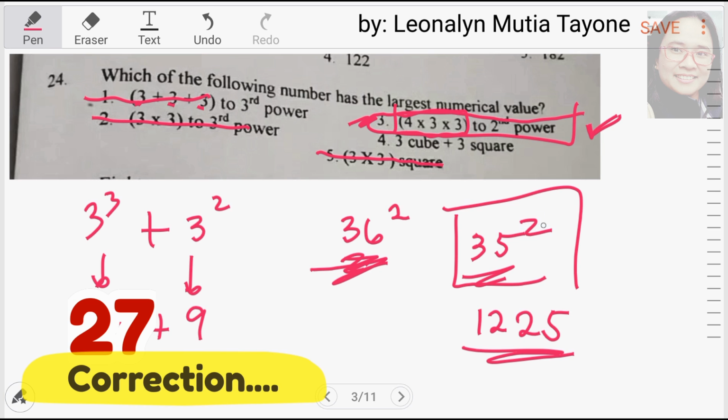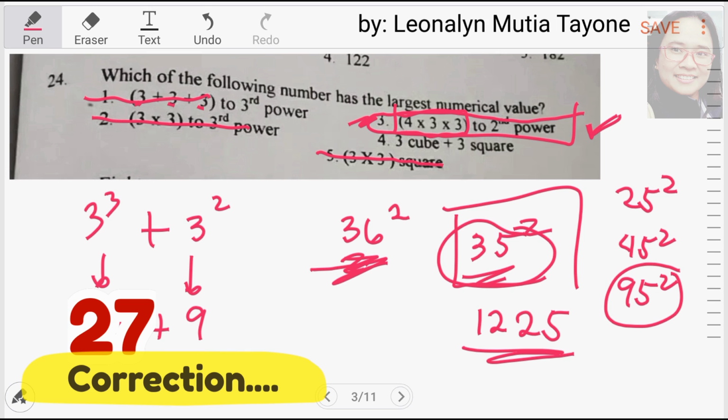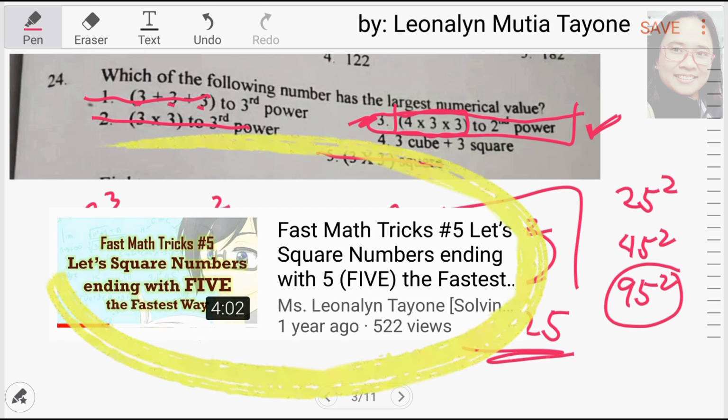By the way, with regards sa itong ending of 5 na squared, mayroon na tayong separate video on how to multiply. Hindi pala multiply, yung squared ba? Yung 25 squared, yung mga 45 squared, kung paano siya, as in ganun lang pala kadali siyang i-multiply by itself. 95 times 95, basta yung mga ending of 5. Meron na tayong separate video about that one, with regards sa yung fast multiplication.